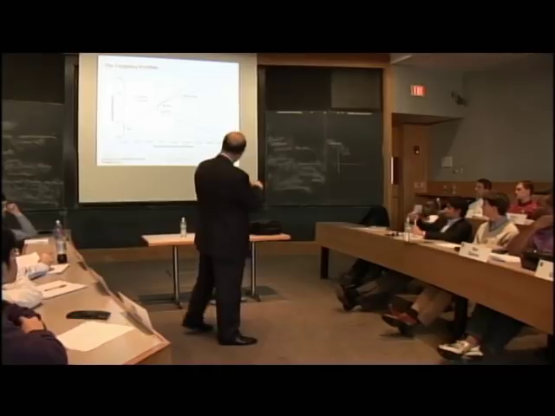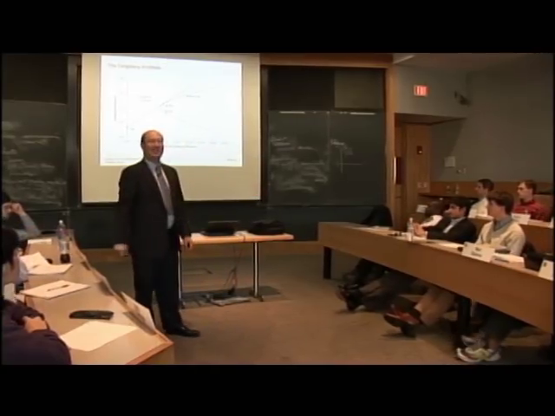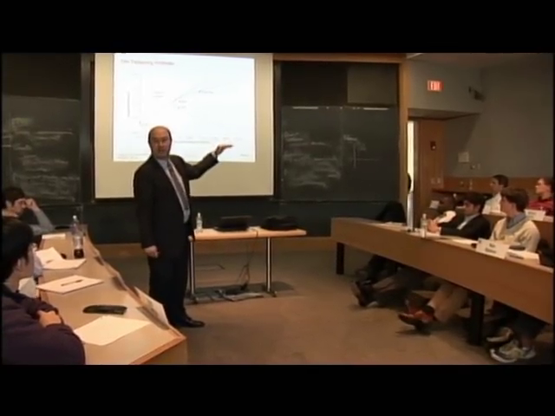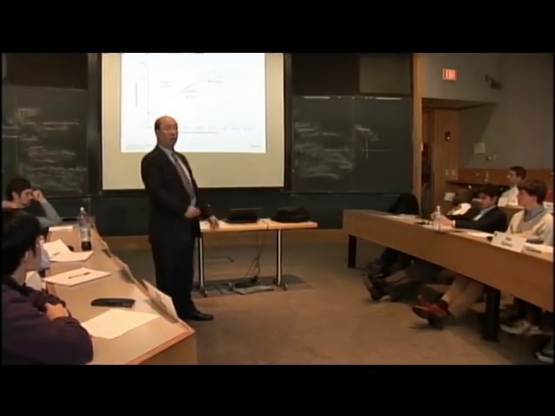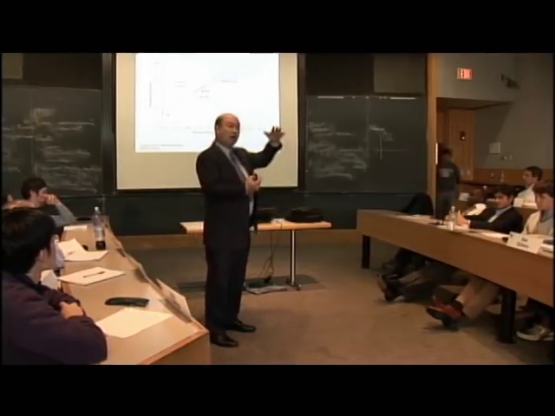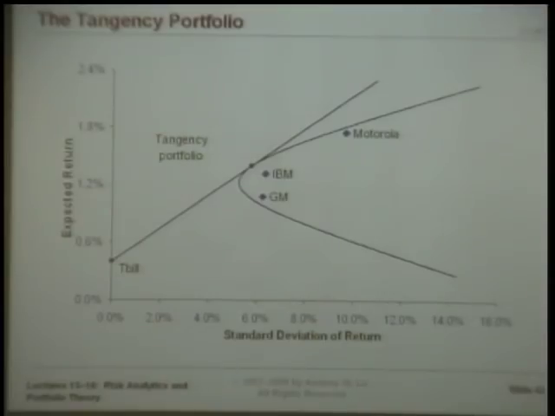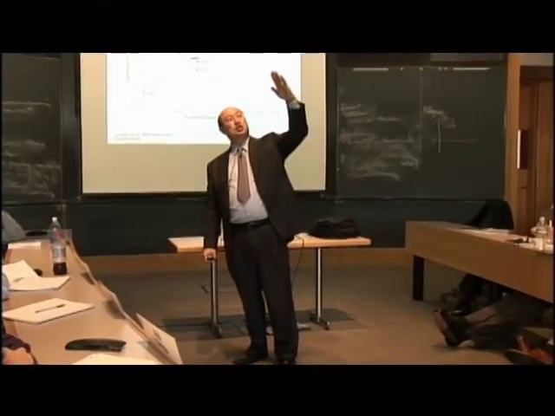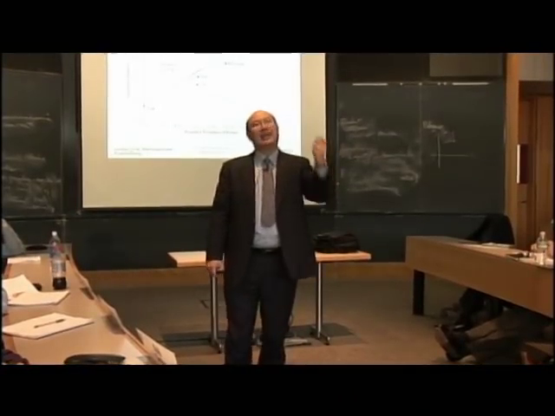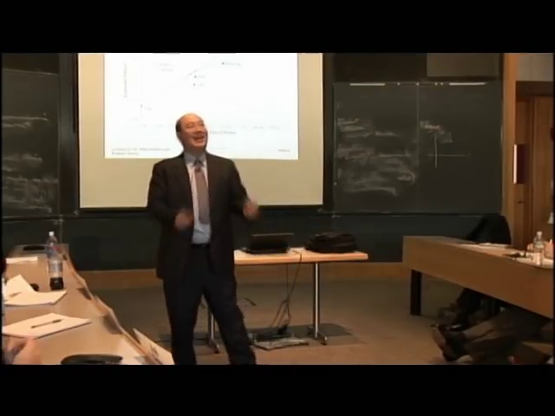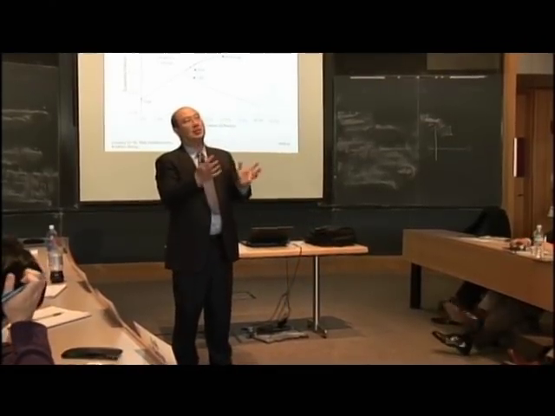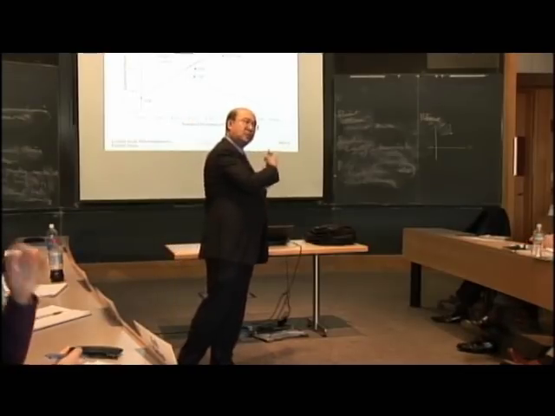If you start adding more stocks to this cocktail, the bullet is going to shift to the left and it's going to shift up. And so the tangency point will change. But that straight line, the tangent line, is going to go like that. The slope, that's right. You're going to get more expected return per unit risk. And that is something we're going to take as a measure of how good this particular trade-off is.